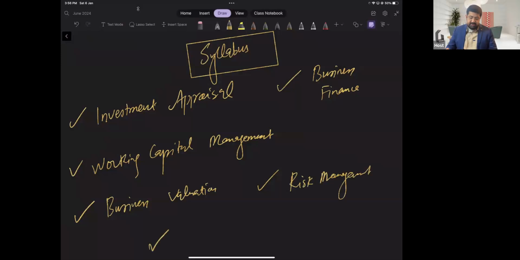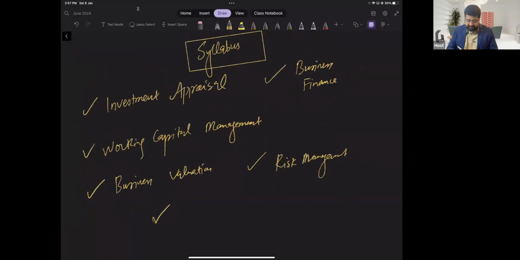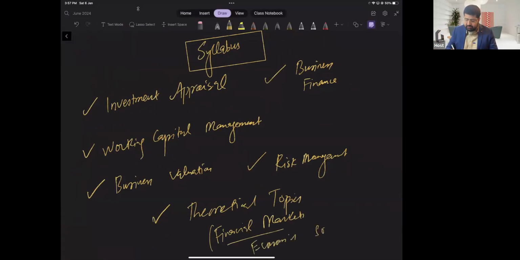And the sixth small area, very small area, is some theoretical topics. I give them the name, which are related to economics, some economics related topics: microeconomics, macroeconomics, okay, and financial markets. What are the financial markets, right? So what is the economics, and so on. This is the full syllabus in front of you people.